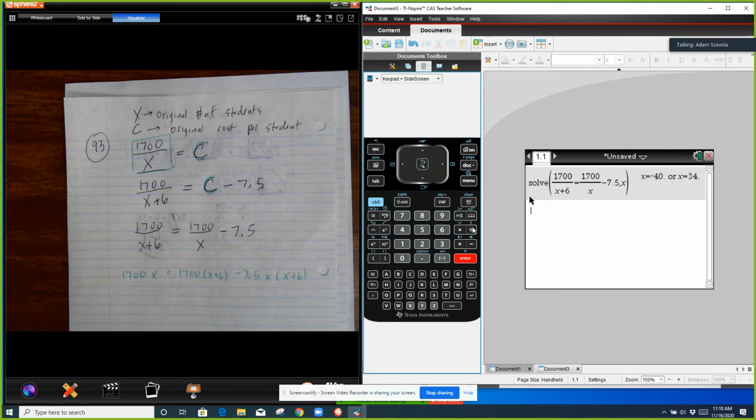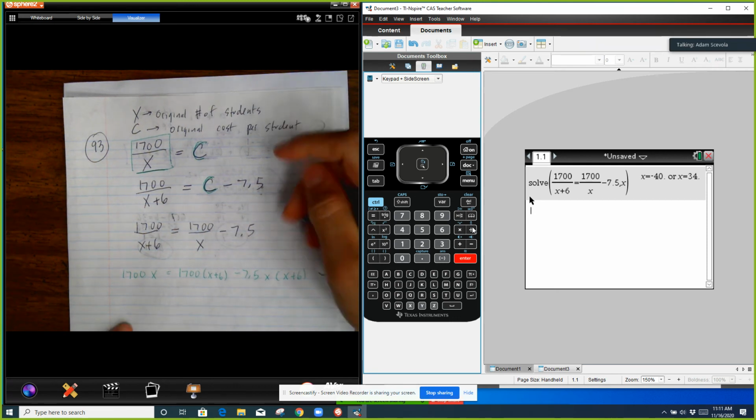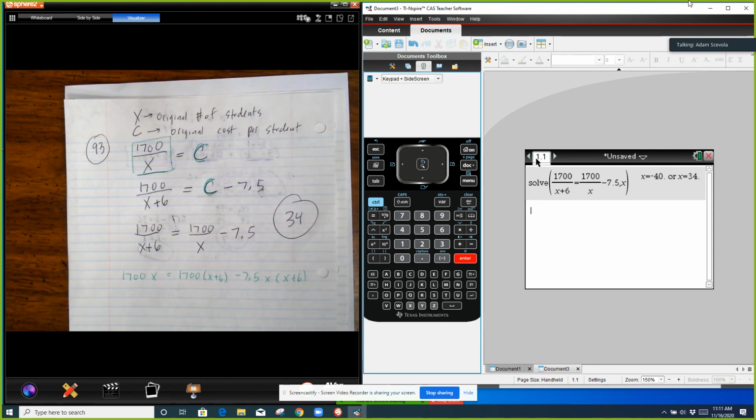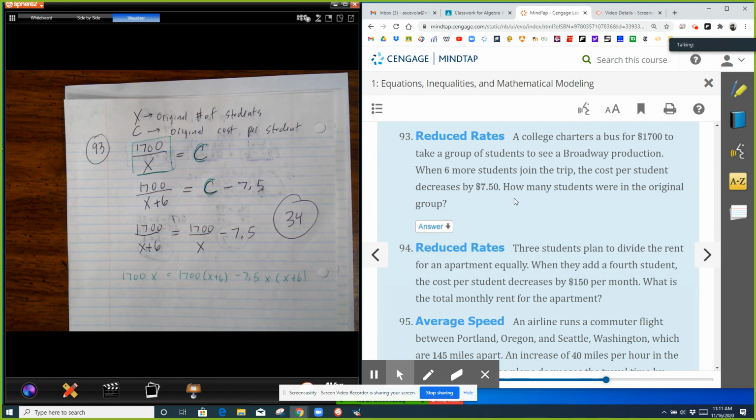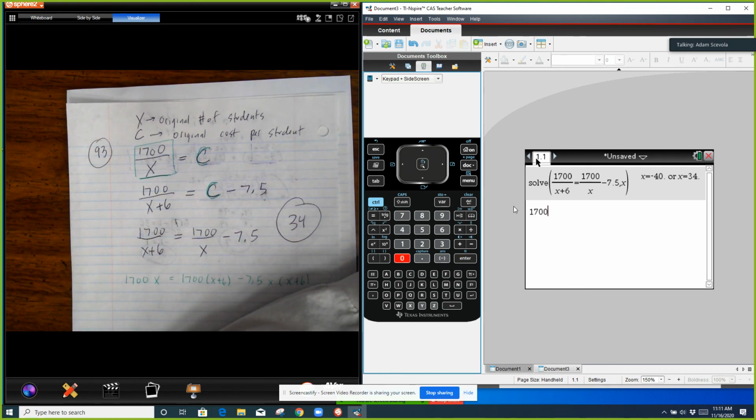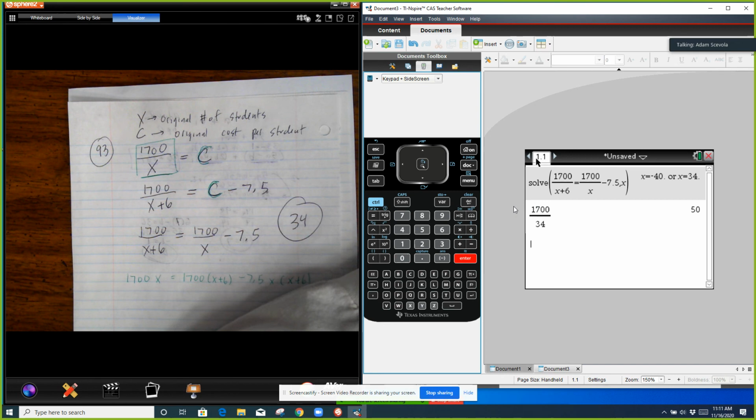All right, and then we could check our work kind of using common sense here. If you want to know the original cost per student, you could do 1,700 divided by 34, and we get that it was $50 per student. Okay, well, when you add 6 students, so 1,700 divided by 40, that's 34 plus 6, you get 85 over 2, which as a decimal would be 42.5, which is exactly $7.50 less than the original cost. So it makes sense because they said when you add 6 students, it's going to go down by $7.50. So we checked our work and it checks out. And that's it.